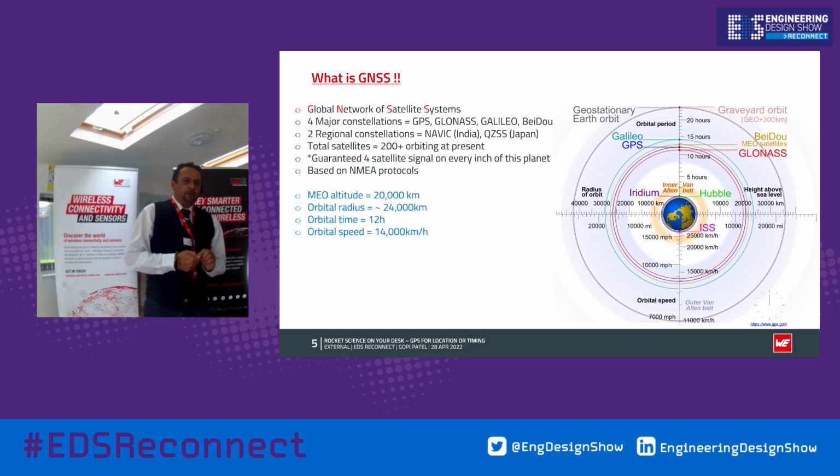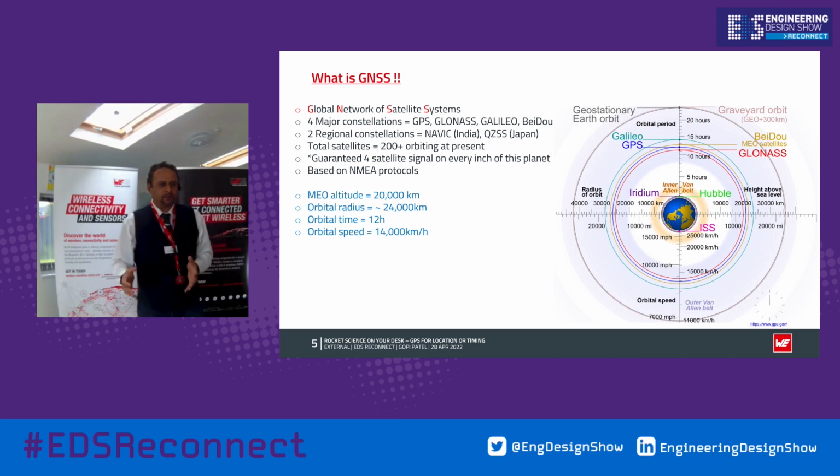There are 4 different ways you can orbit, but the blue part is what we want to talk about. Especially our GPS, GLONASS, Galileo, and BeiDou satellites operate in MEO, which is medium Earth orbit, around 20,000 kilometers up. Orbital radius is 20 to 26,000 kilometers. Orbit time is approximately 12 hours.